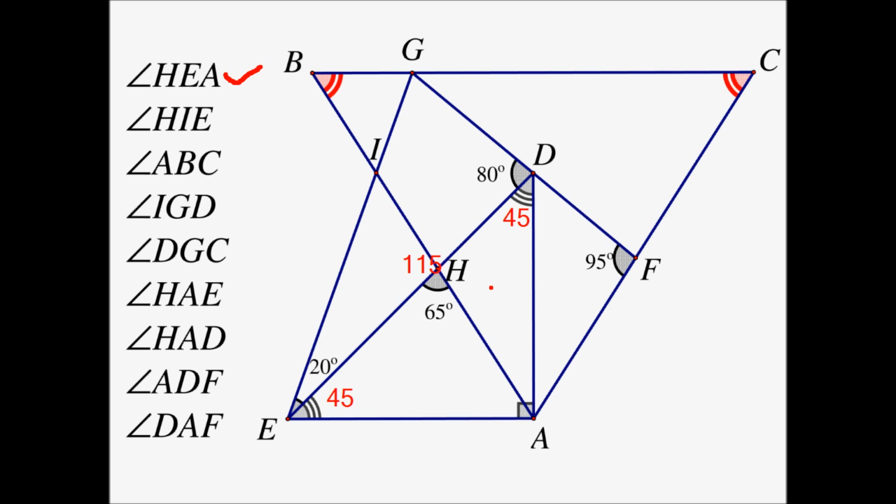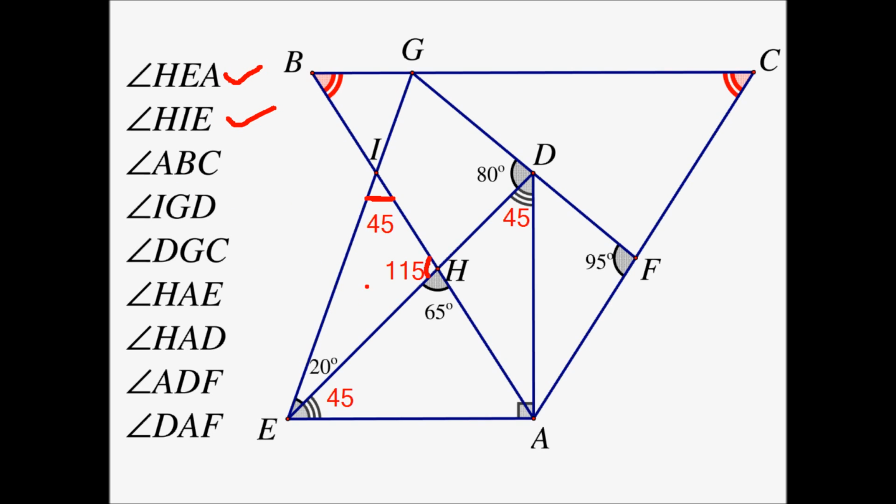Okay, let's draw it nicely. So this angle is 115. Okay, so how do I calculate HIE? HIE has to be 180 minus 20 minus 115. So if you add 115 to 20, you're going to get 135. And if you subtract 135 from 180, you're going to get 45 degrees here. This has to be 45. So we calculated HIE.